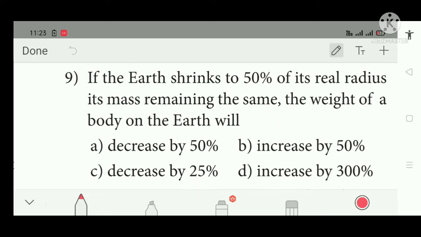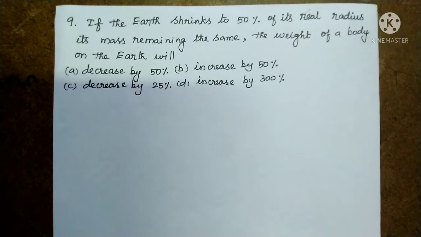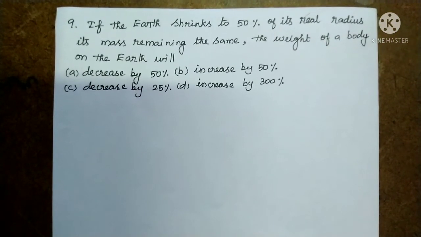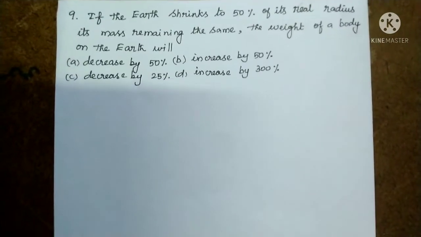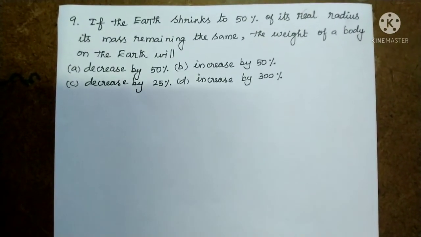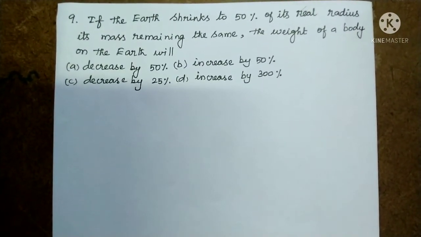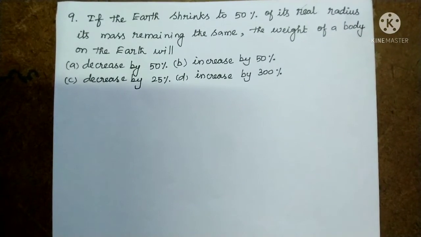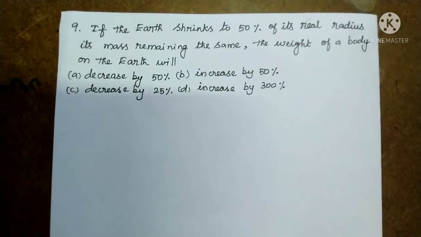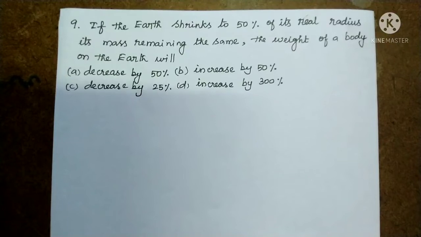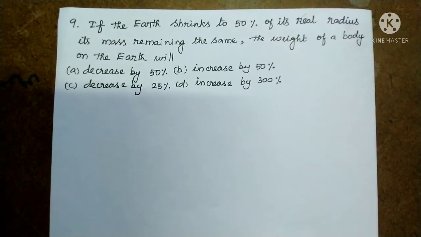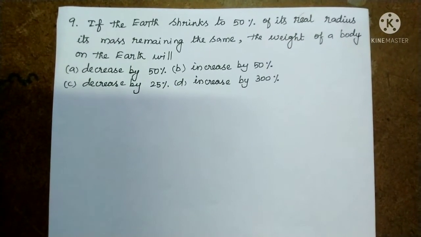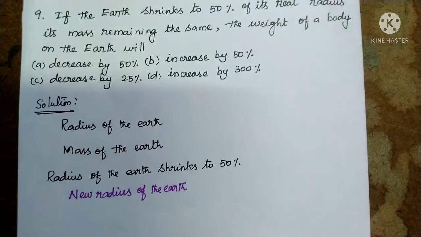increased by 300%. So in this question, the Earth shrinks to 50% means the radius of the Earth is reduced. The question asks about the weight of a body on the Earth, that is a person's weight, whether it will increase or decrease, and also the percentage of increase or decrease.